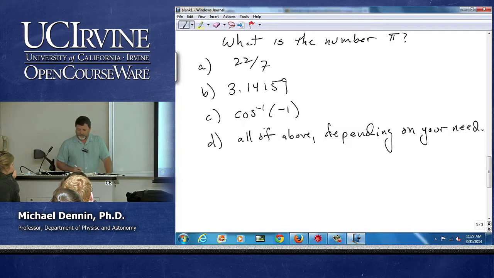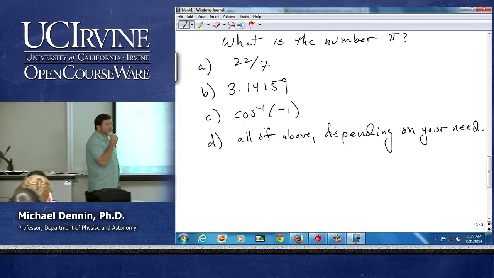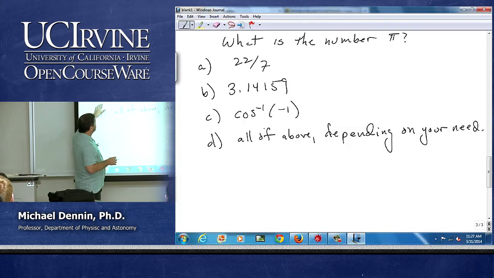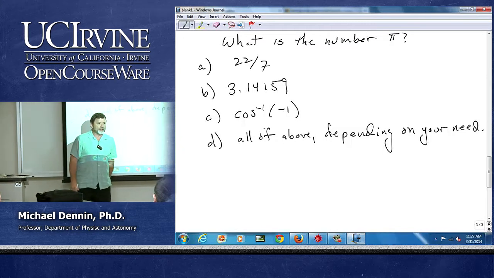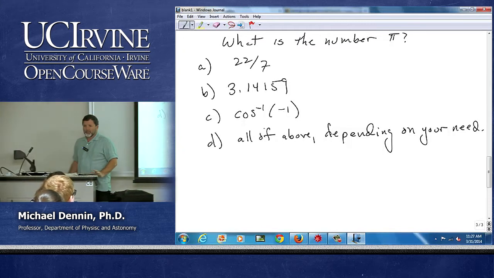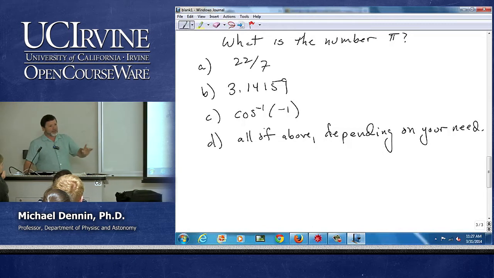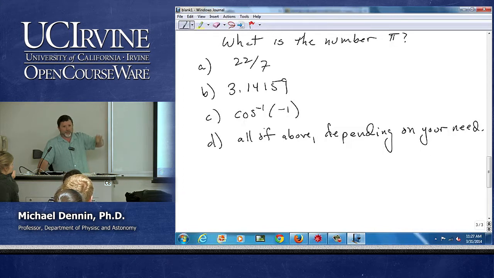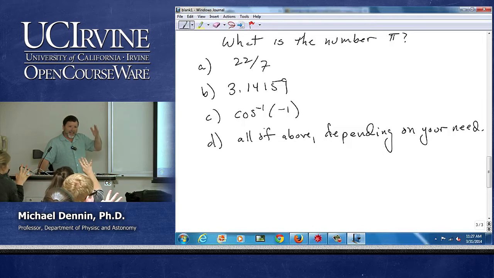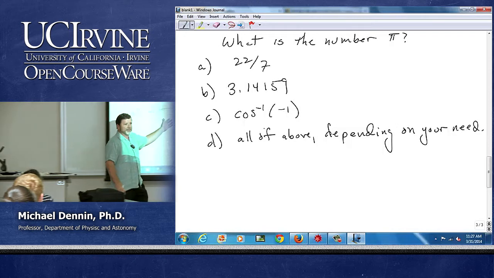So the question is, what is the number pi? 22/7, 3.14159, cosine inverse of -1, all of the above depending on your need. We'll have you vote by carefully showing how many fingers you think is the answer, so 1 is A, 2 is B, 3 is C, D is 4. Hold up a number of fingers. Excellent, you're all very intelligent students. Clearly it must be the last one or I wouldn't have put it up here.